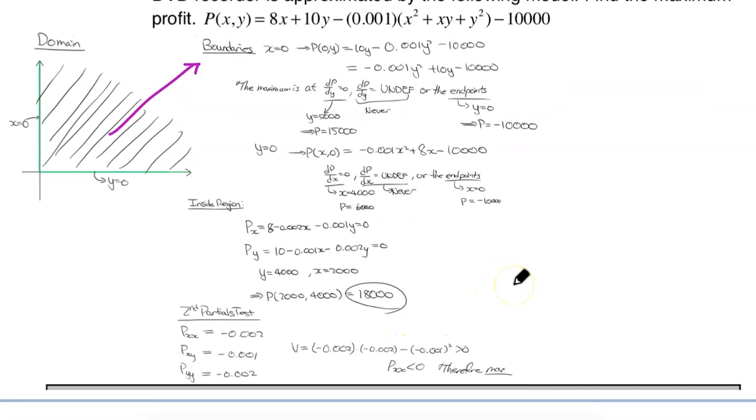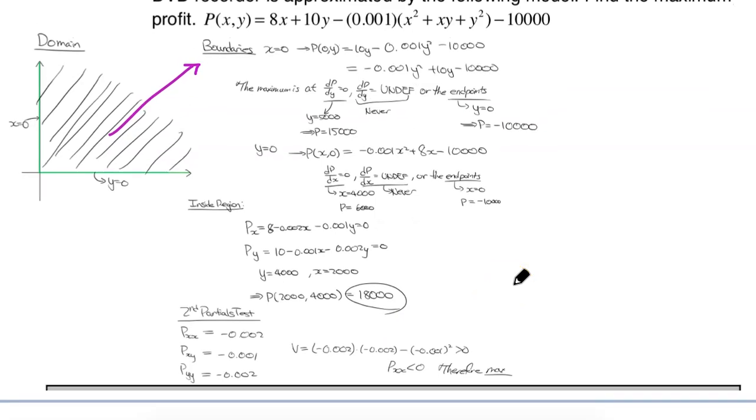We can check with the second partial test that it tells us it's a max. So we need to find the second partial derivatives. Interestingly enough, x and y have no influence here on the value of D. This is D. If we just plug these values into pxx times pyy minus pxy squared, we find that it's a value greater than 0. Pxx is less than 0. It doesn't matter where we look, it's always less than 0. And we conclude that it's a maximum. So the greatest profit we can make is $18,000.